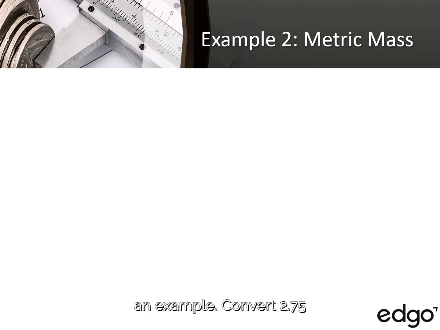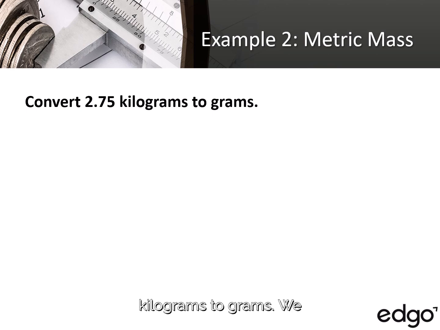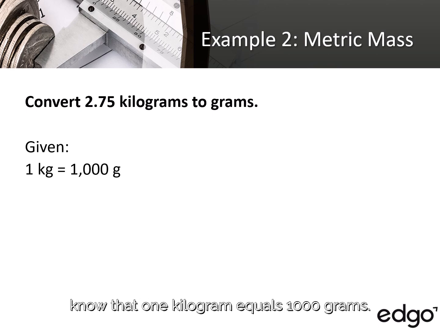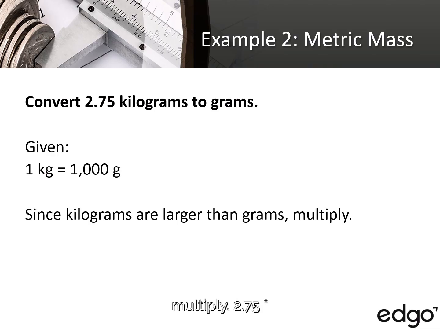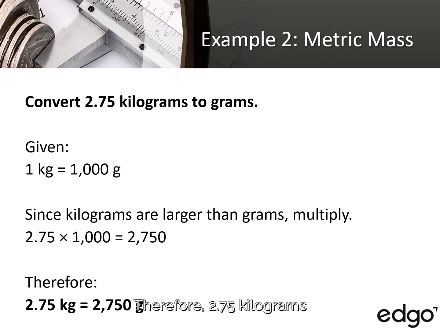Let's try an example. Convert 2.75 kilograms to grams. We know that 1 kilogram equals 1,000 grams. Kilograms are larger than grams, so we multiply. 2.75 times 1,000 equals 2,750. Therefore, 2.75 kilograms equals 2,750 grams.